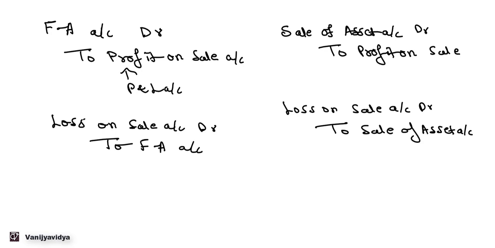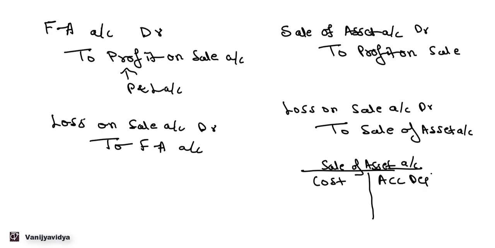So the sale of asset account is for convenience. A separate account is maintained and all the records related to those fixed assets are maintained separately. Now in the sale of asset account, we have debited the cost, then we have credited accumulated depreciation till the date of sale, then whatever amount is received, we have credited those also, that is the sale proceeds.